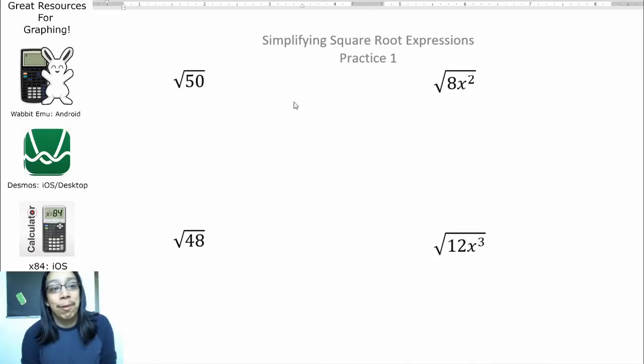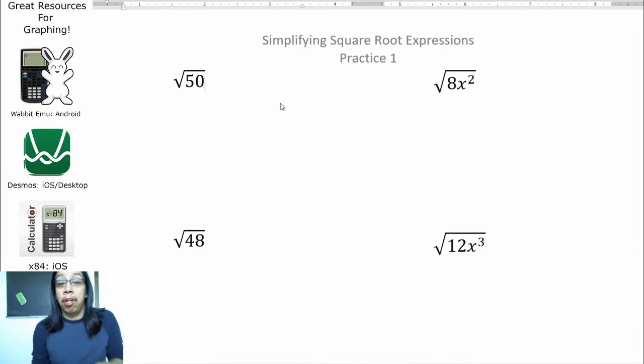This is going to be a follow-up video to the simplifying radical expressions video that was posted earlier in the week. In this video, what I want to try to do is cover a couple more examples so we can get a better understanding of what other strategies we could use in case we're unsure about how to even start these problems.